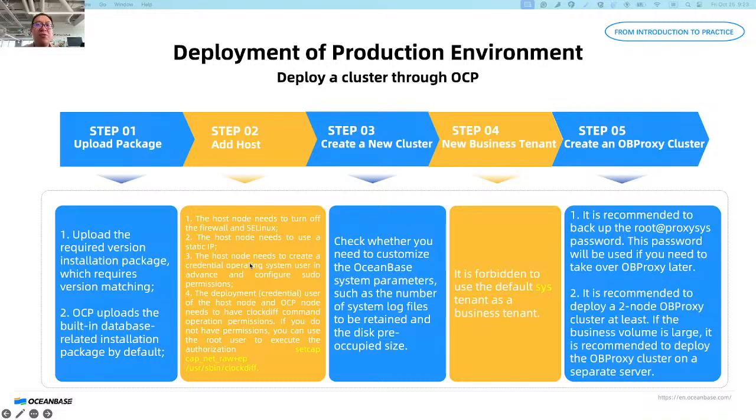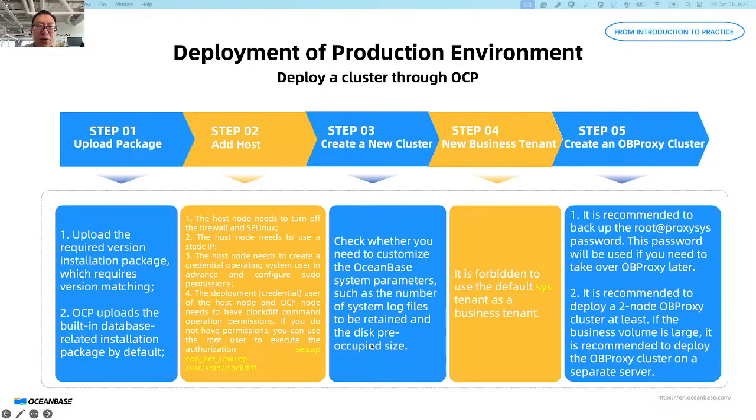The second step is to add a host. There are several points to note. 1. The host node needs to turn off the firewall and SELinux. 2. The host node needs to use a static IP address. 3. The host node needs to create a credential operating system user in advance and configure sudo permissions. 4. The deployment user of the host node and the OCP node needs to have the clock command operation permission. If you don't have this permission, you can use the root user to do the command.